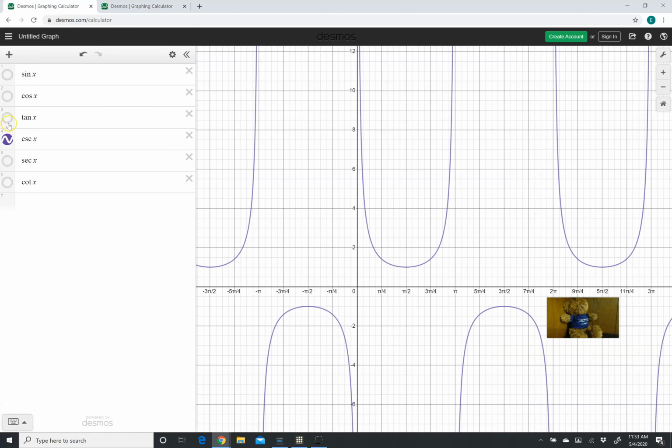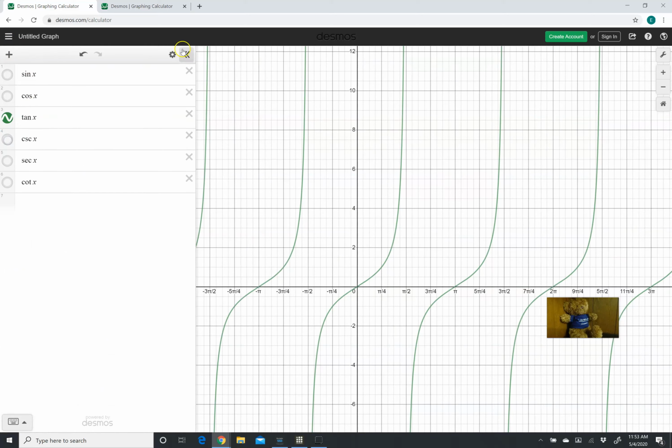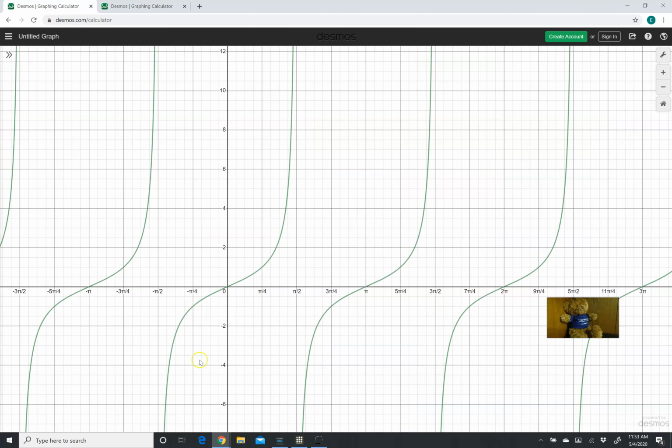Let's say, for example, I give you this graph. Well, there are no minimums and maximums. That means automatically the only possibilities are tangent and cotangent. Well, this is rising from left to right. Rising from left to right means it's got to be tangent. Okay, so these are what we're looking for. We're saying, okay, here's a graph. How do we know it's that graph?